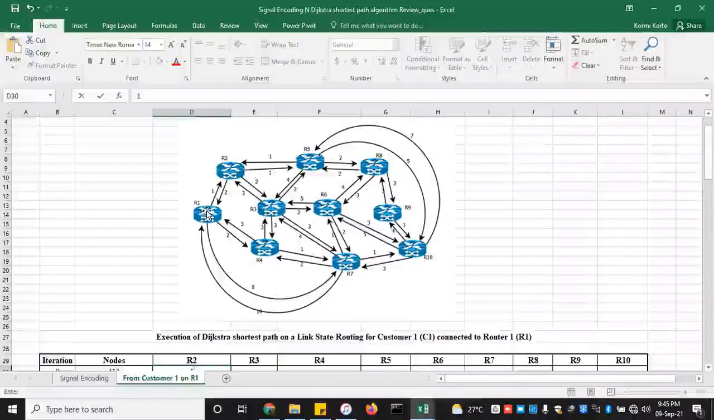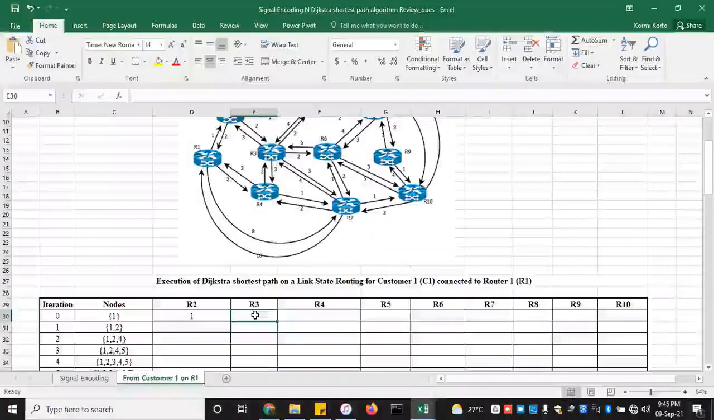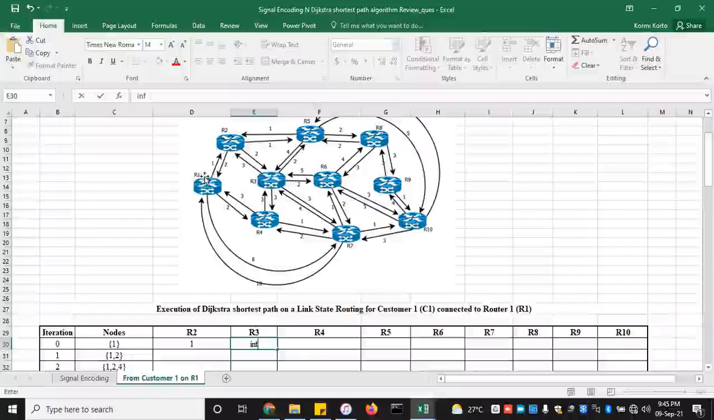Okay, it's not directly connected to router 1 for you to forward a packet to. So in that situation, you would say it's infinite, because you can directly send the message to router 3 without going through router 2. And unfortunately, we don't have router 2 listed within our first iteration. So keep that in mind.